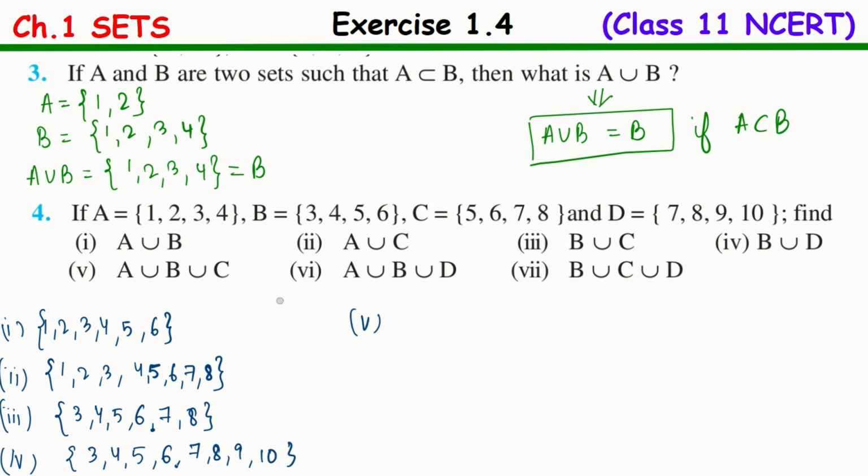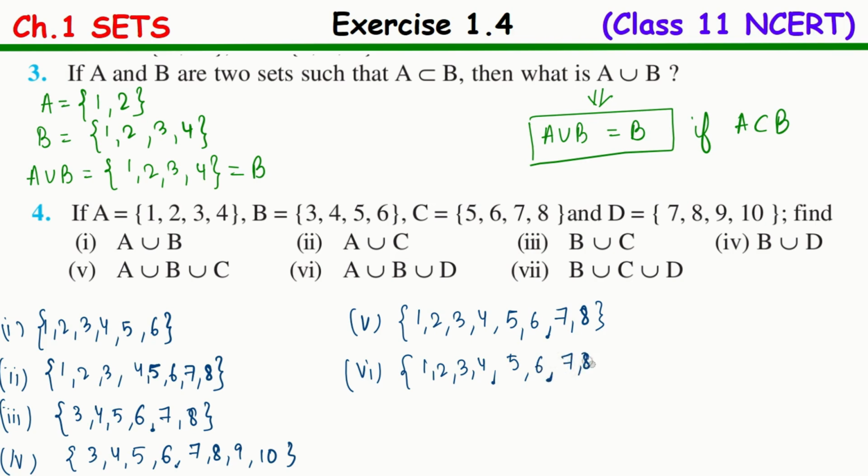Fifth part, A union B union C. All the elements of A, 1, 2, 3, 4. All the elements of B, 3 and 4 we have written, 5, 6. C elements, 5 written, 6 written and we are left with 7 and 8. Sixth part is A union B union D. 1, 2, 3, 4. B has elements 3, 4 written, 5 and 6. D has elements 7, 8, 9 and 10.